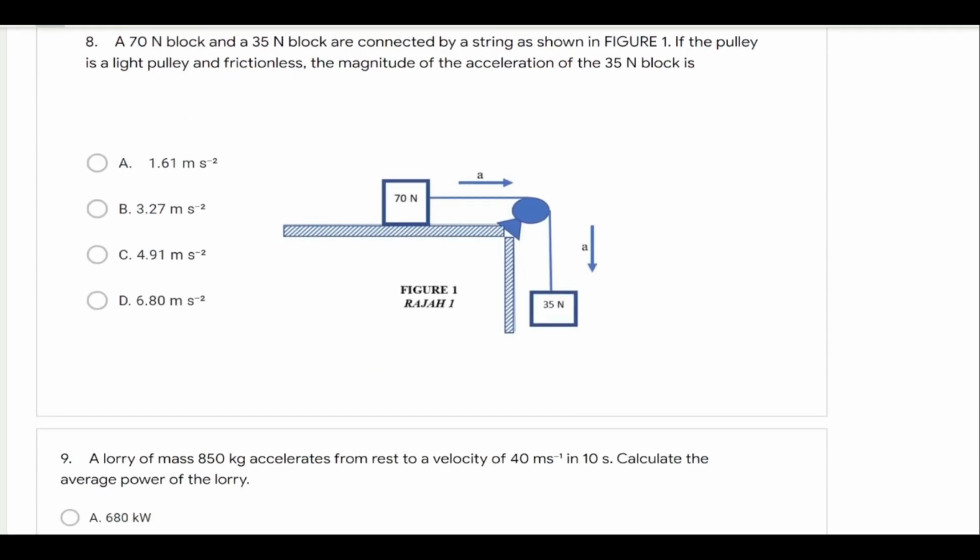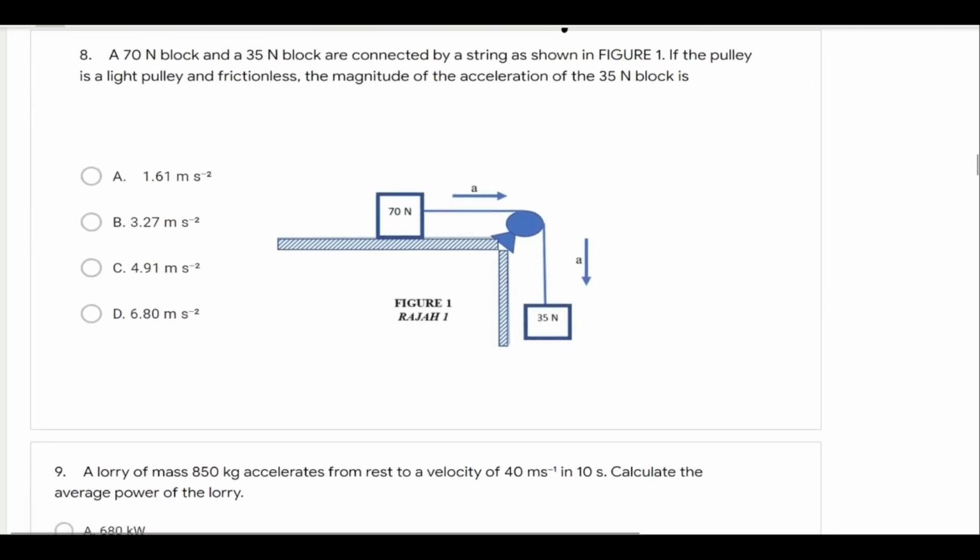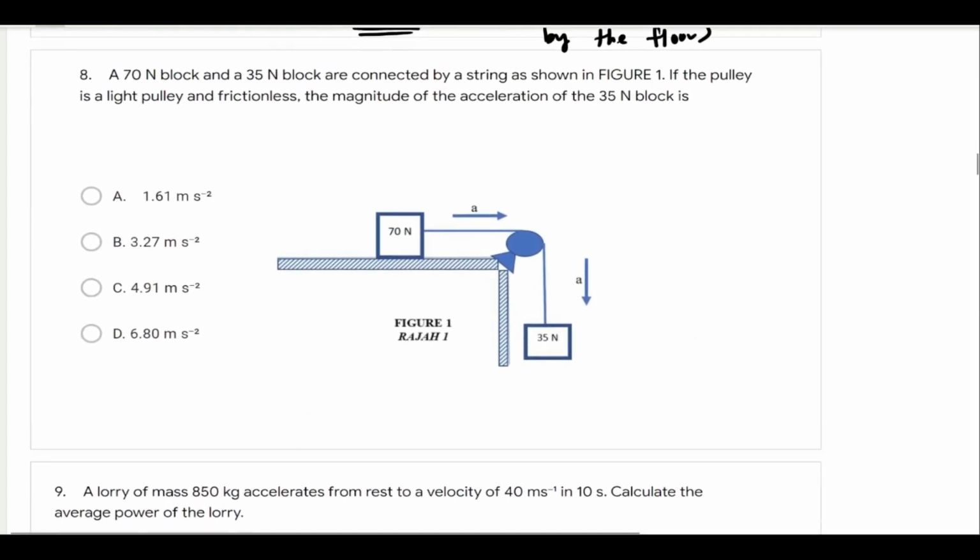And question number 8. So this is from chapter 4. So here we have a 70 Newton block and 35 Newton block are connected by a string as shown in figure. If the pulley is light pulley and frictionless, the magnitude of the acceleration of 35 Newton block is. So actually we want to find A. Tak kisahlah kalau soalan tu tukar, dia tanya nak acceleration 70 Newton block ke ataupun 35 Newton block. A dia kedua-dua blok itu bergerak sama, so A dia akan sama lah. Okay, so jom kita lukis dulu free body diagram. So let's say this is M1.